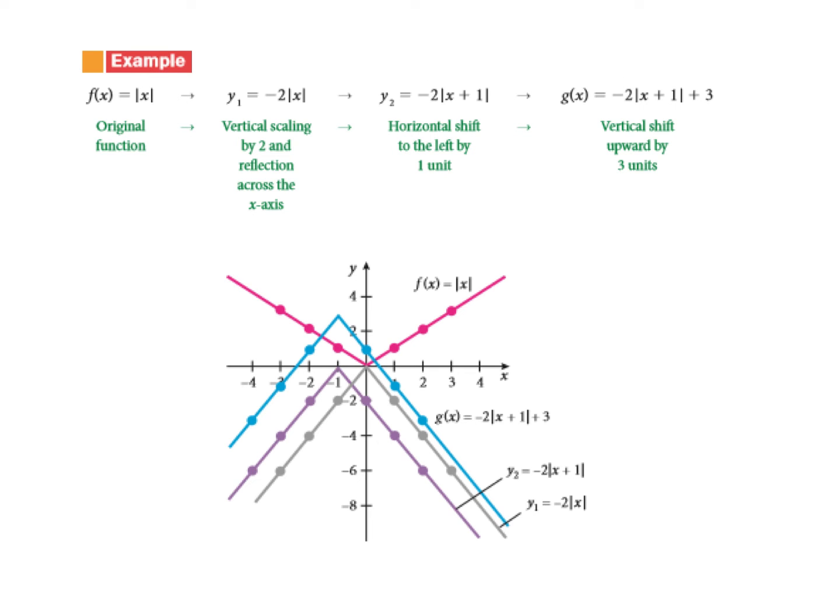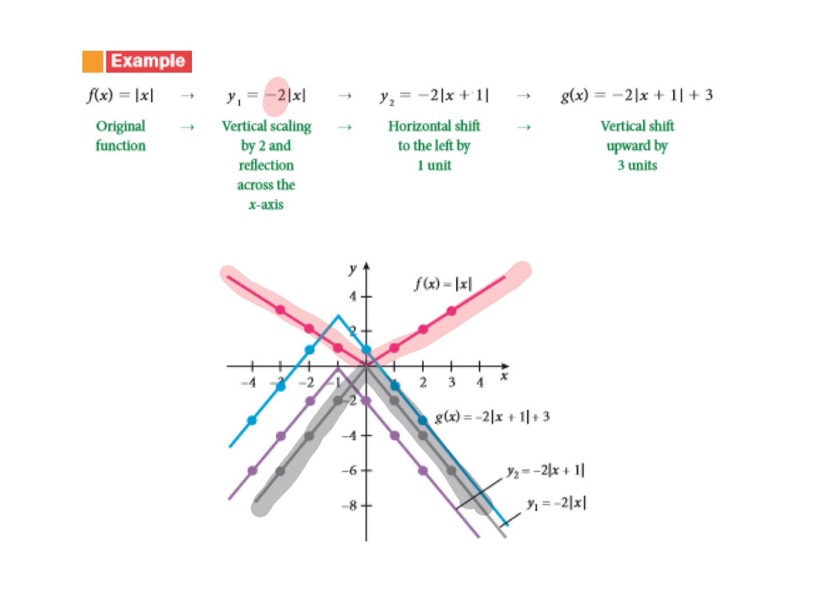All right, this shows a whole bunch of different scalings for the absolute value. So here's our original, the pink one, right here. Then they multiply it by a -2. That flips it over, and it made it go twice as fast, like skinnier, a vertical stretch.